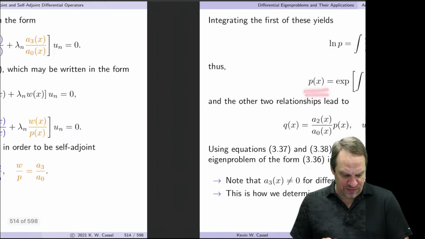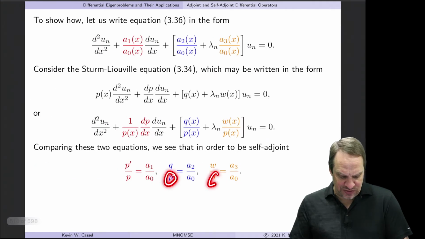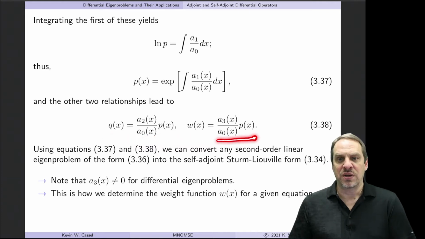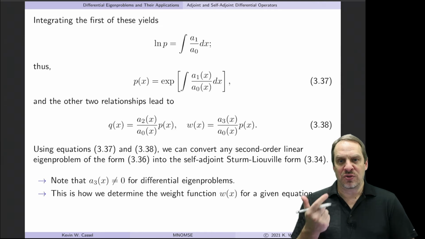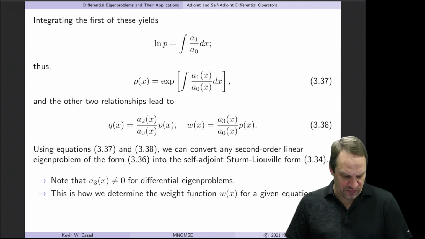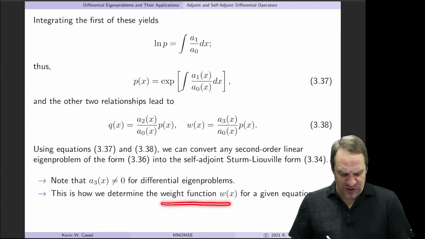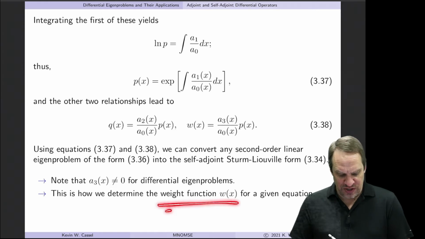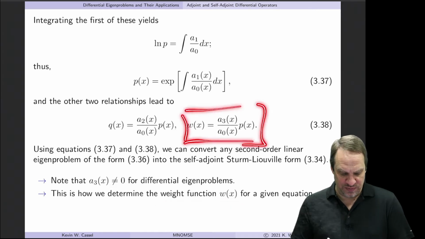Once we have p, if you look back here, that gives us these, so we can solve for q and w. q is just a2 over a0 times p, and w is just a3 over a0 times p. In that way, we can get p, q, and w, the weight function, in our Sturm-Liouville form. And that gives us our self-adjoint form. That's actually how we determine that weight function, w of x. In the past, I've left that somewhat nebulous. It's probably been a bit confusing, but that's in fact how you get the w. It comes from right here.